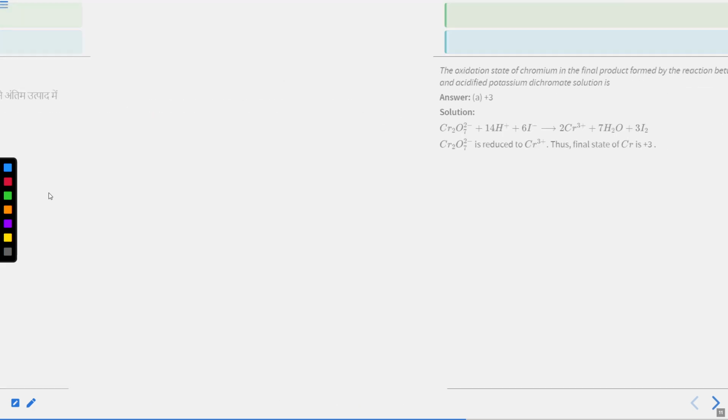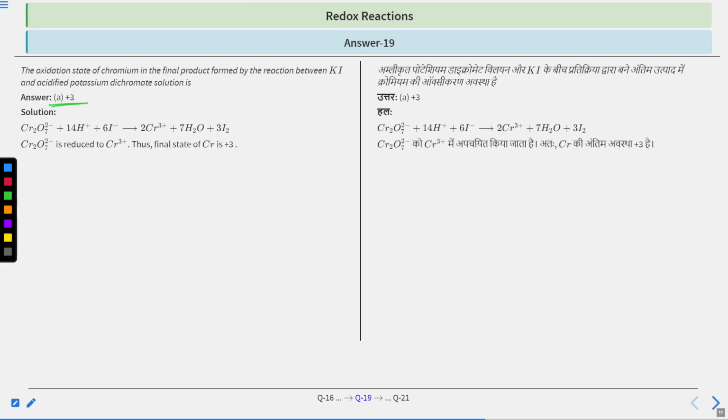Okay, let's see. The correct answer is option A, that is +3. This is the reaction between KI and acidified potassium dichromate solution. We write the reaction in ionic form and balance it using stoichiometric coefficients so the atoms and ions are balanced on both sides. So Cr2O7 2- plus 14H+ plus 6I- gives us 2Cr3+ plus 7H2O plus 3I2.